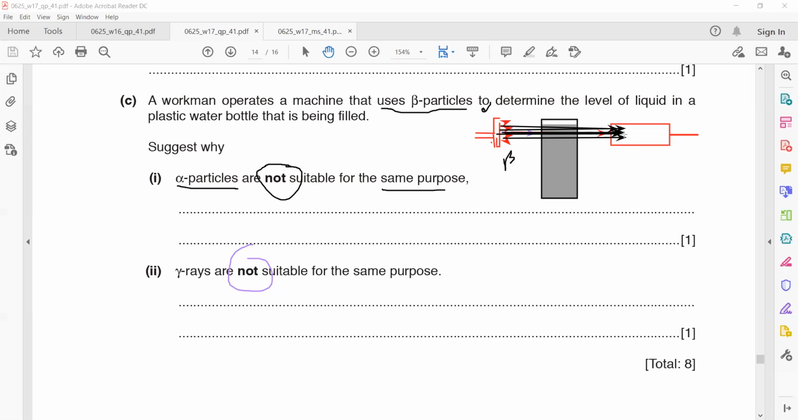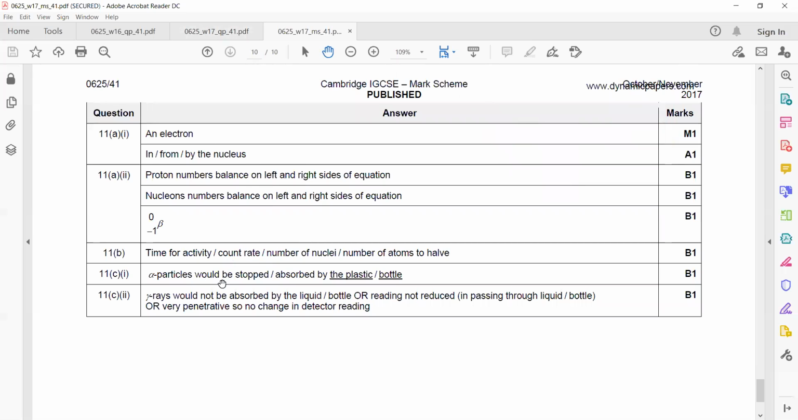So if you are using alpha, there will be no reading on the detector due to alpha. And if you are using gamma, with liquid or without liquid, there will be no change in count because gamma is able to pass through the materials easily. So beta is a suitable source here. Alpha would be stopped, absorbed by the plastic bottle, and gamma would not be absorbed by the liquid or the bottle, so the reading will not change.